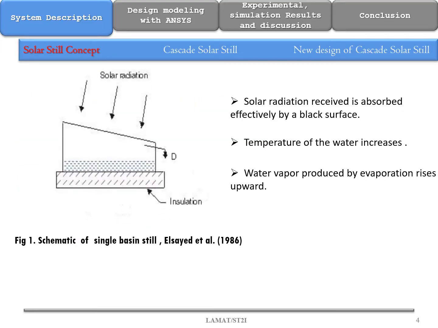The principle of a conventional still comprises three steps. Solar radiation received is absorbed effectively by a black surface and the heat is transferred to the water in the basin. So the temperature increases and it increases the rate of evaporation. A sloping transparent glass cover is provided at the top, and the water vapor produced by evaporation rises upward and condenses on the inner face of the glass cover, which is relatively cold.